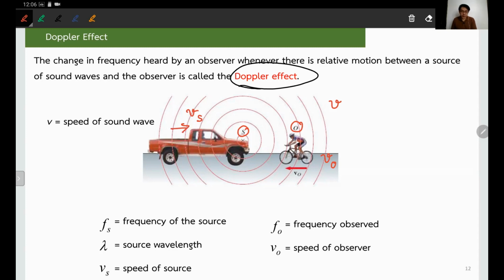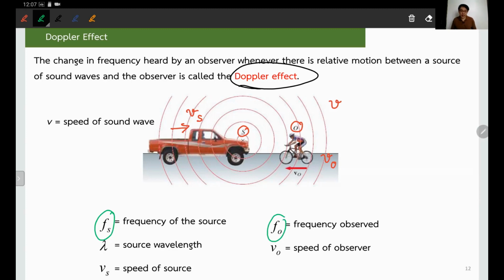Okay, sounds good? And of course, because the source is the source of the sound, the sound generated by the source will have the original frequency. So we're going to use subscript S for that. F sub S will represent the frequency of the source. And of course, the main goal of the Doppler effect calculation is to calculate the observed frequency, and that will be F sub O. All right, and that's pretty much it.